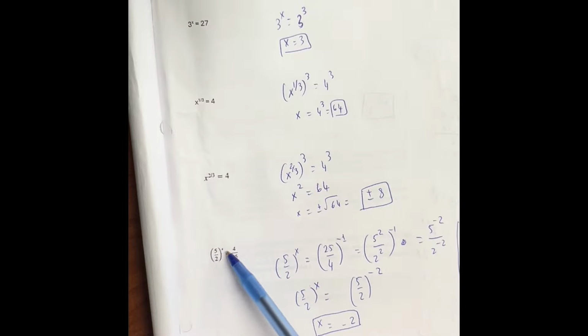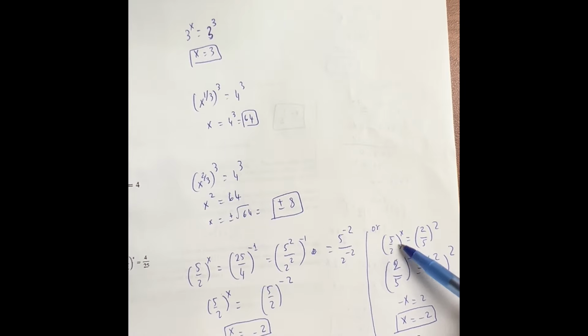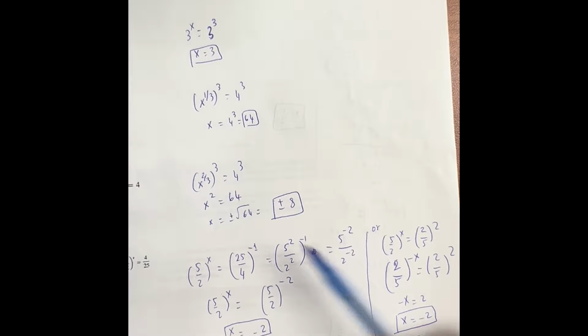Or another way is we can change the left side instead. So 5 over 2 raised to the power of x is the same thing as 2 over 5 raised to the power of minus x. And the right side is 4 over 25, that's 2 over 5 squared. And now we have 2 over 5 raised to the power of minus x is 2 over 5 raised to the power of 2. So same base, we can equate minus x and 2. So x is minus 2.